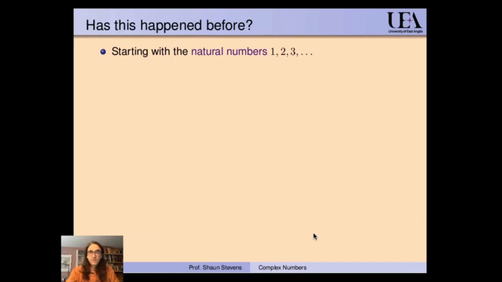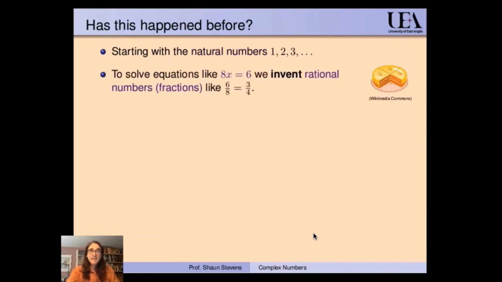But quite quickly you find that those are not enough. For example, if you want to share 8 cakes between 6 people, in modern language you end up needing to solve equations like 8x equals 6. And so for that you need fractions, rational numbers. So numbers like 6/8, which of course is the same as 3/4.